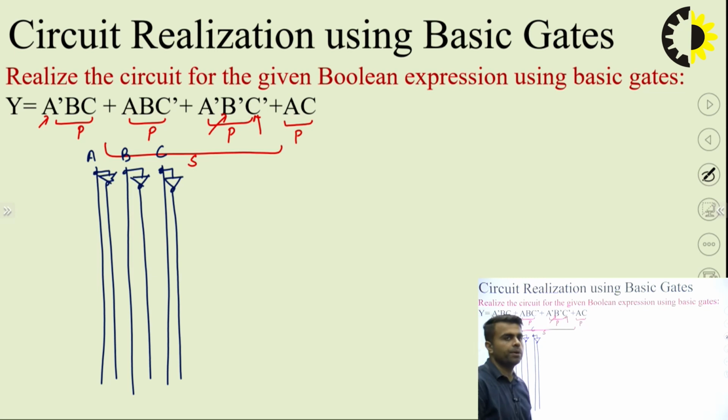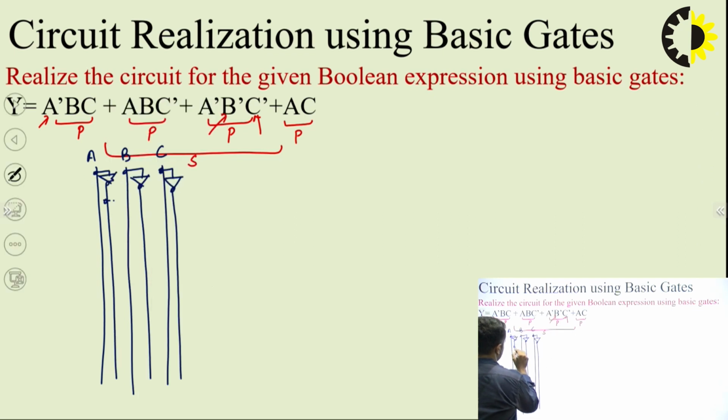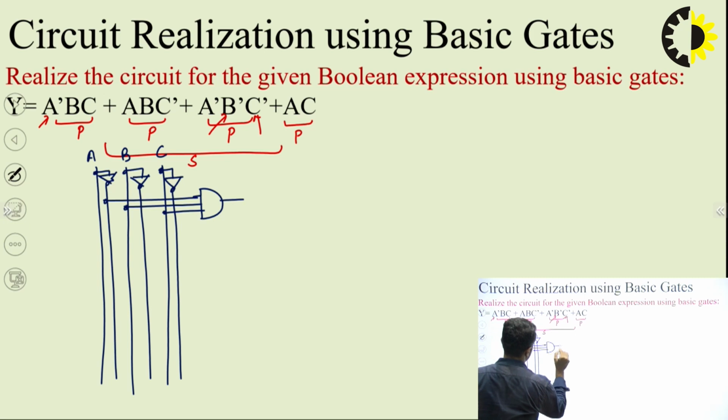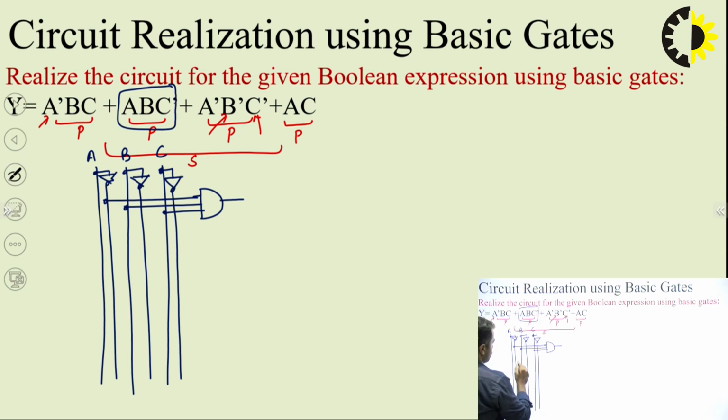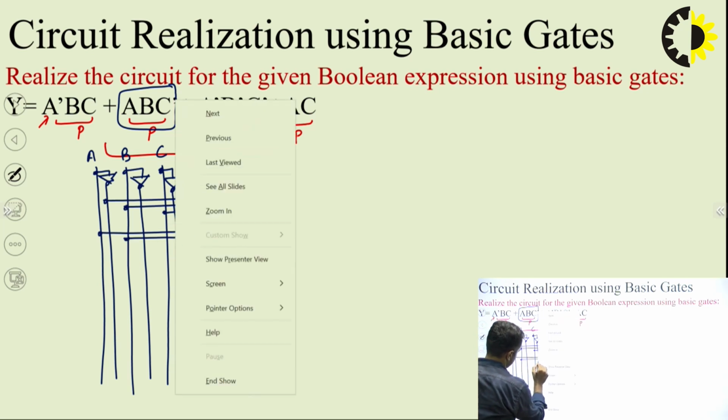Then we can start preparing the products. The first product is A bar, B, C. So this is A bar, this is A bar, this is B, and this is C. So all these three things are to be multiplied using an AND gate. Then proceeding towards the second product, A, B, C complement. So this is A, this is B, and this is C complement.